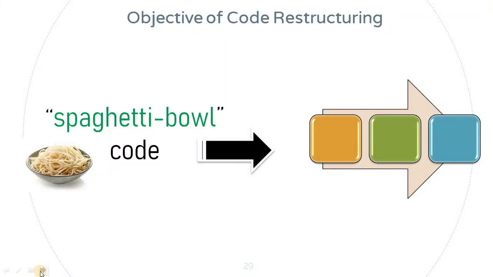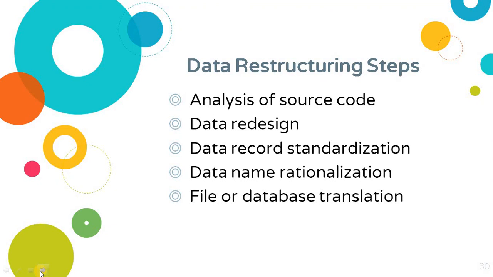After performing this code restructuring, our spaghetti bowl code has a precise structure that this diagram shows. After code restructuring, it should have a structure. It will get a structure.